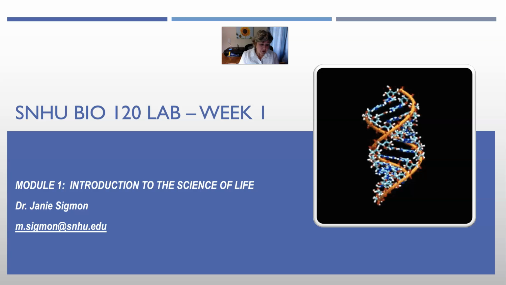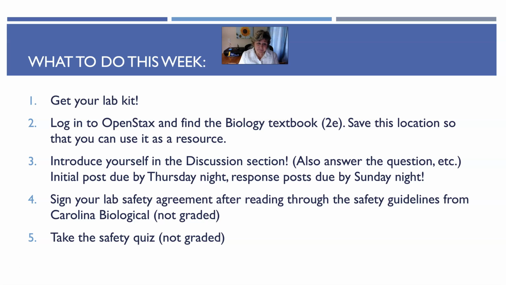All right, let's get started with what's going on for this week. First of all, you need to get your lab kit from Carolina Biological. Order it through the SNHU bookstore. It should come fairly quickly. I know I had to order a new one because there are some new components to it. So make sure you order your lab kit so that you get it quickly.